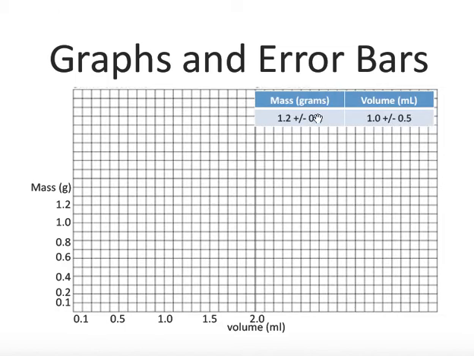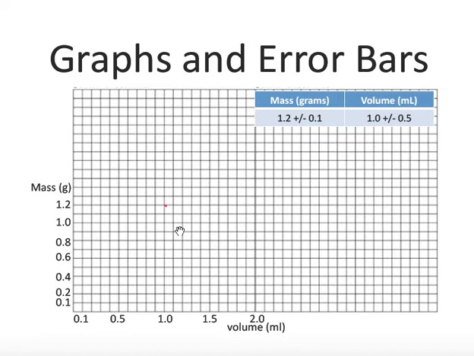So let's look at our first point. 1.0 milliliters is around here. 1.2 grams is up here. We go across and down, and voila! There's our first data point that we have plotted. It's hard to see, I know, but it is there, right over there.